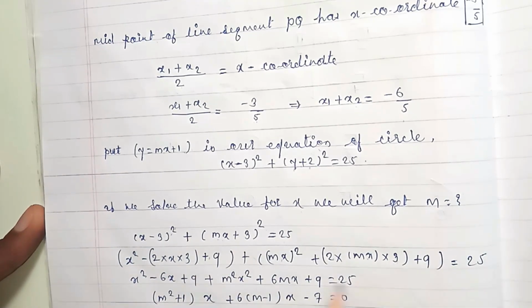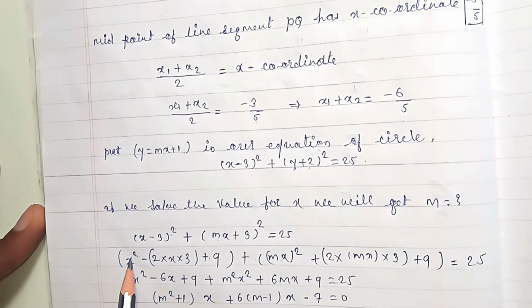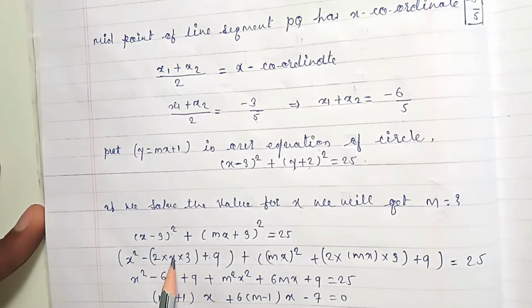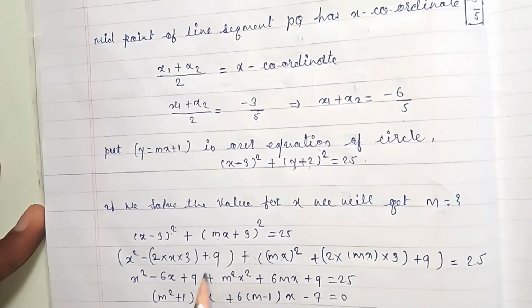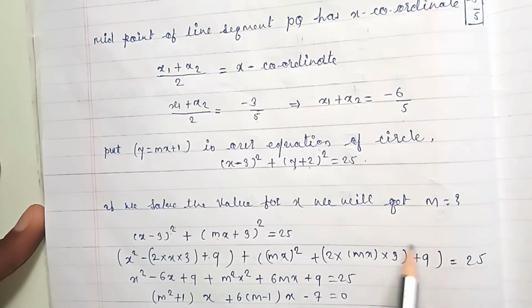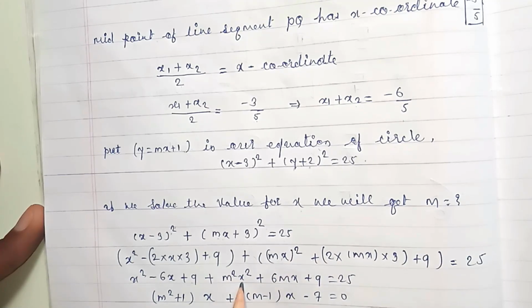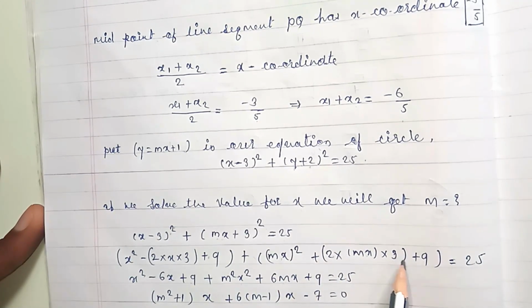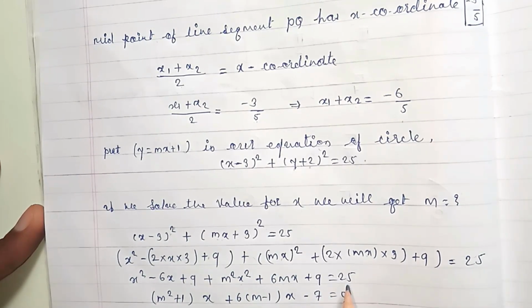Now let's find the simplified form of our equation. So x square is here. Multiply the first bracket: 2 into x into 3, 2 threes are 6, negative 6x, plus 9. Now solve the second bracket similarly: m square x square plus 6mx plus 9 as it is here, which is equal to 25.